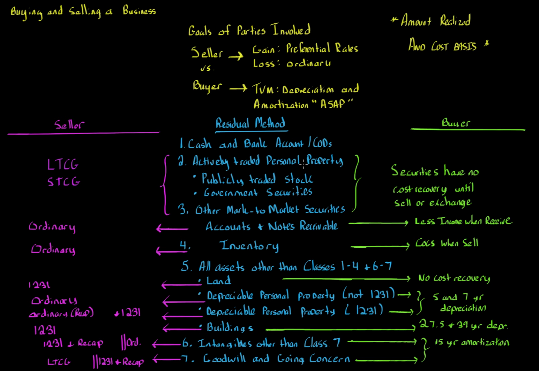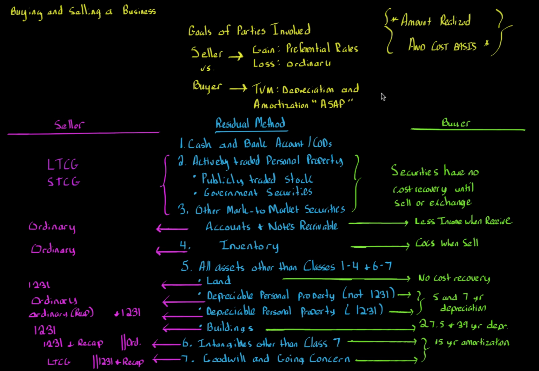So now I want to go into the residual method. The residual method, again, is how we're going to determine the amount realized for the seller and the cost basis for the buyer with respect to each asset. The residual method says we're going to respect what the buyer and seller agree with respect to the value. Whatever the buyer and seller agree with respect to the value of each of these assets, the IRS will respect that. And this goes back to the whole premise of fair market value in the Internal Revenue Code, which is actually found in the estate and gift tax regulations.